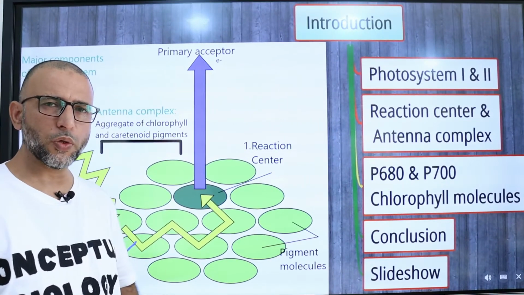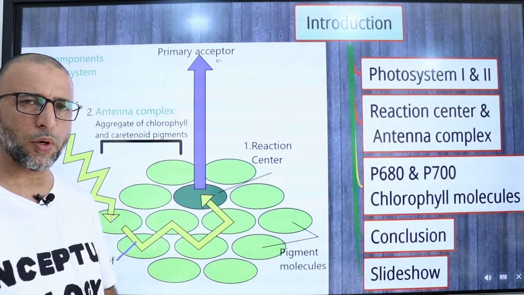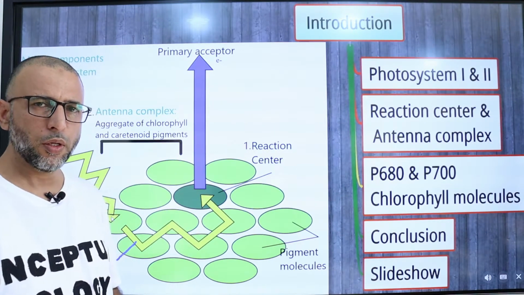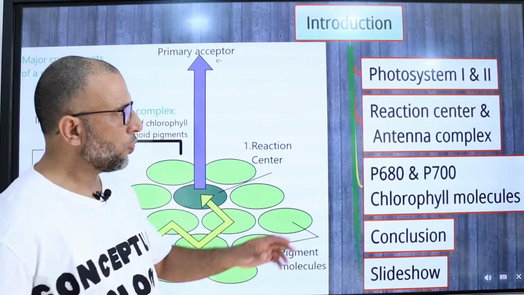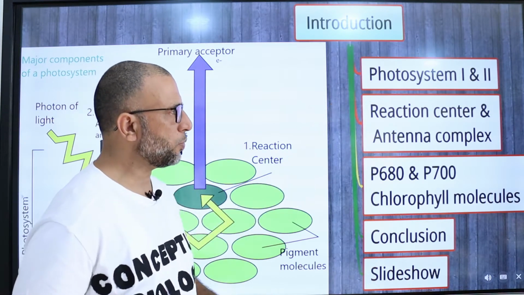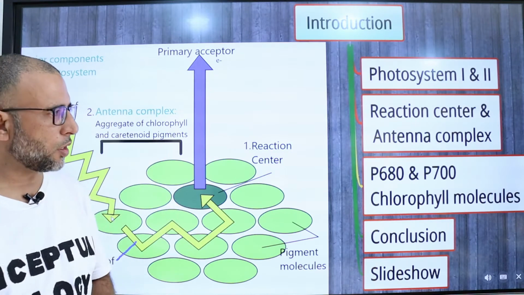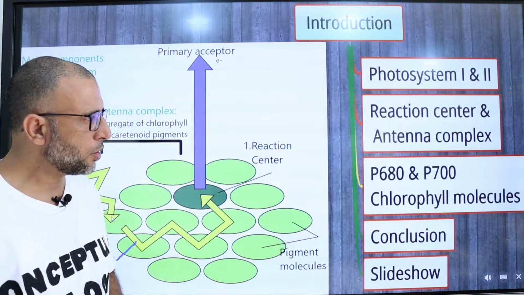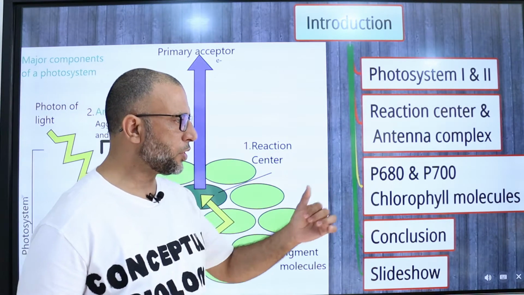Hi, I'm Sohail. Today I'm going to talk about photosynthetic pigments. The main points of the lesson are photosystem 1 and photosystem 2, reaction center and antenna complex, P680 and P700 chlorophyll molecules.